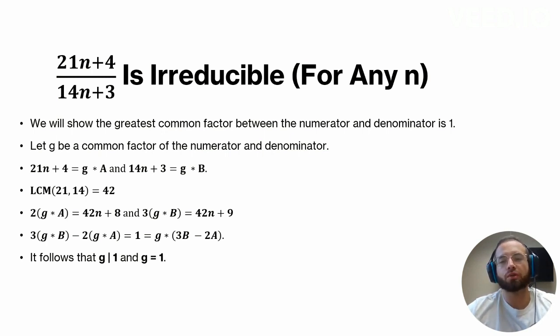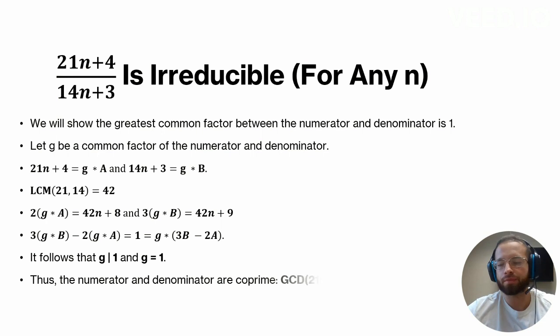So we know that the greatest common divisor between the numerator and denominator is 1. This means that they're co-prime by definition. So indeed, (21n + 4)/(14n + 3) is irreducible.